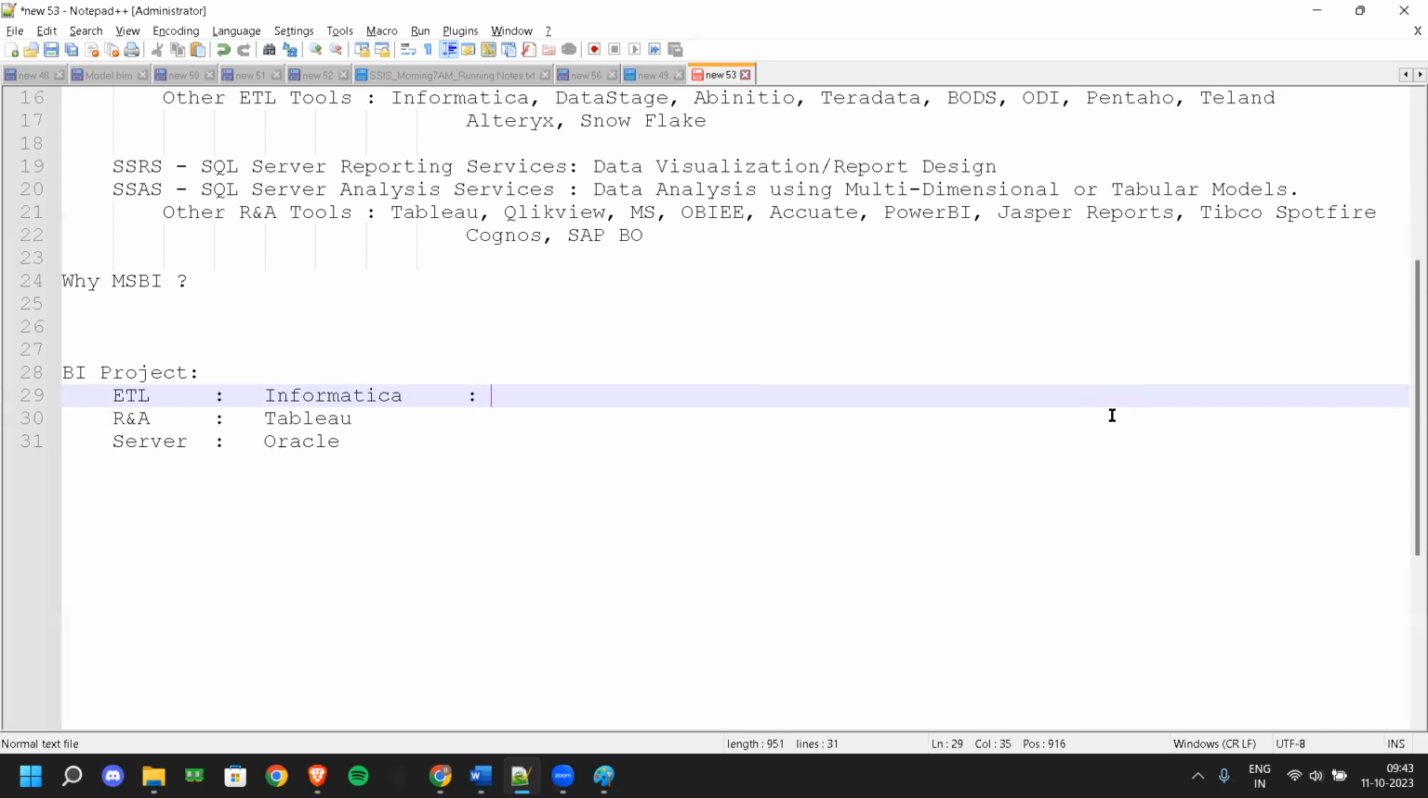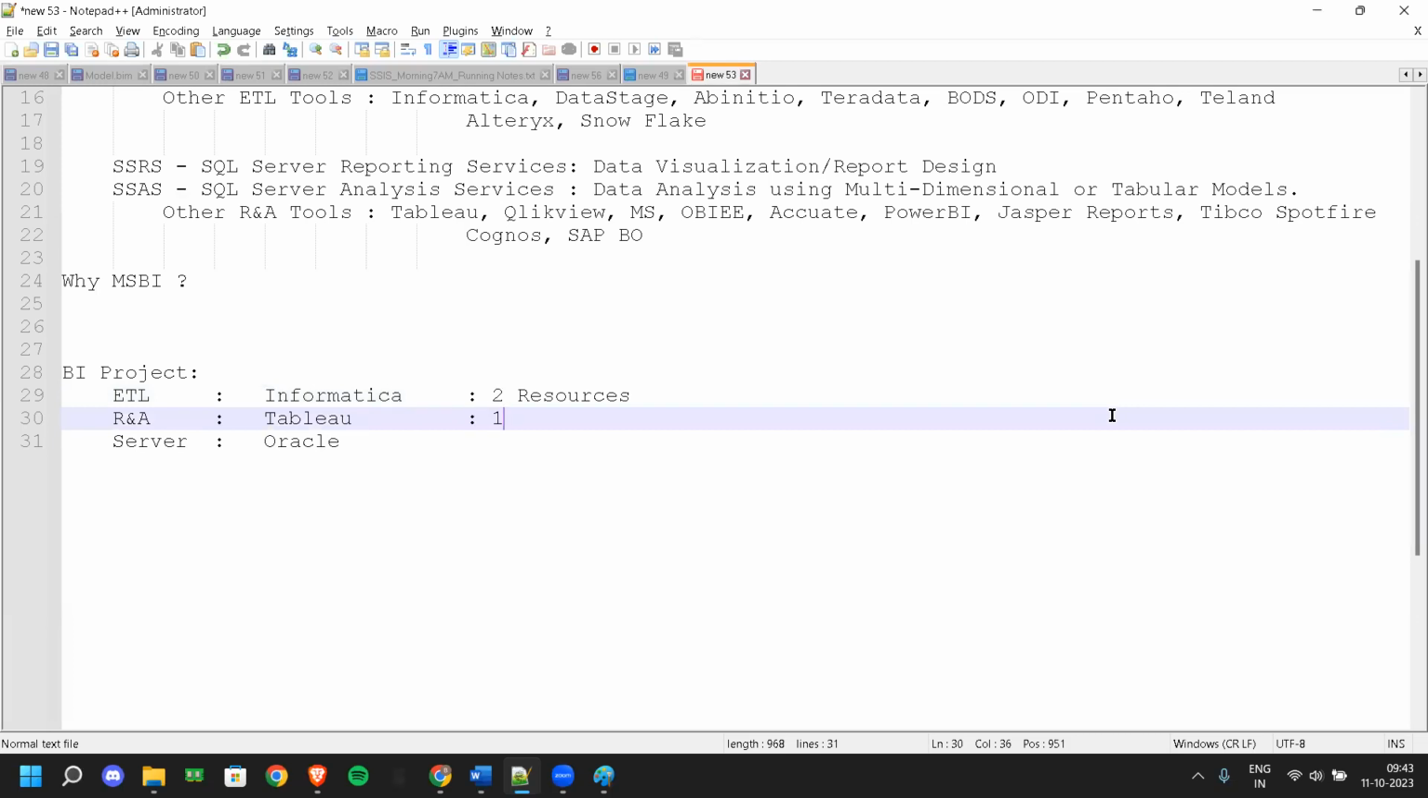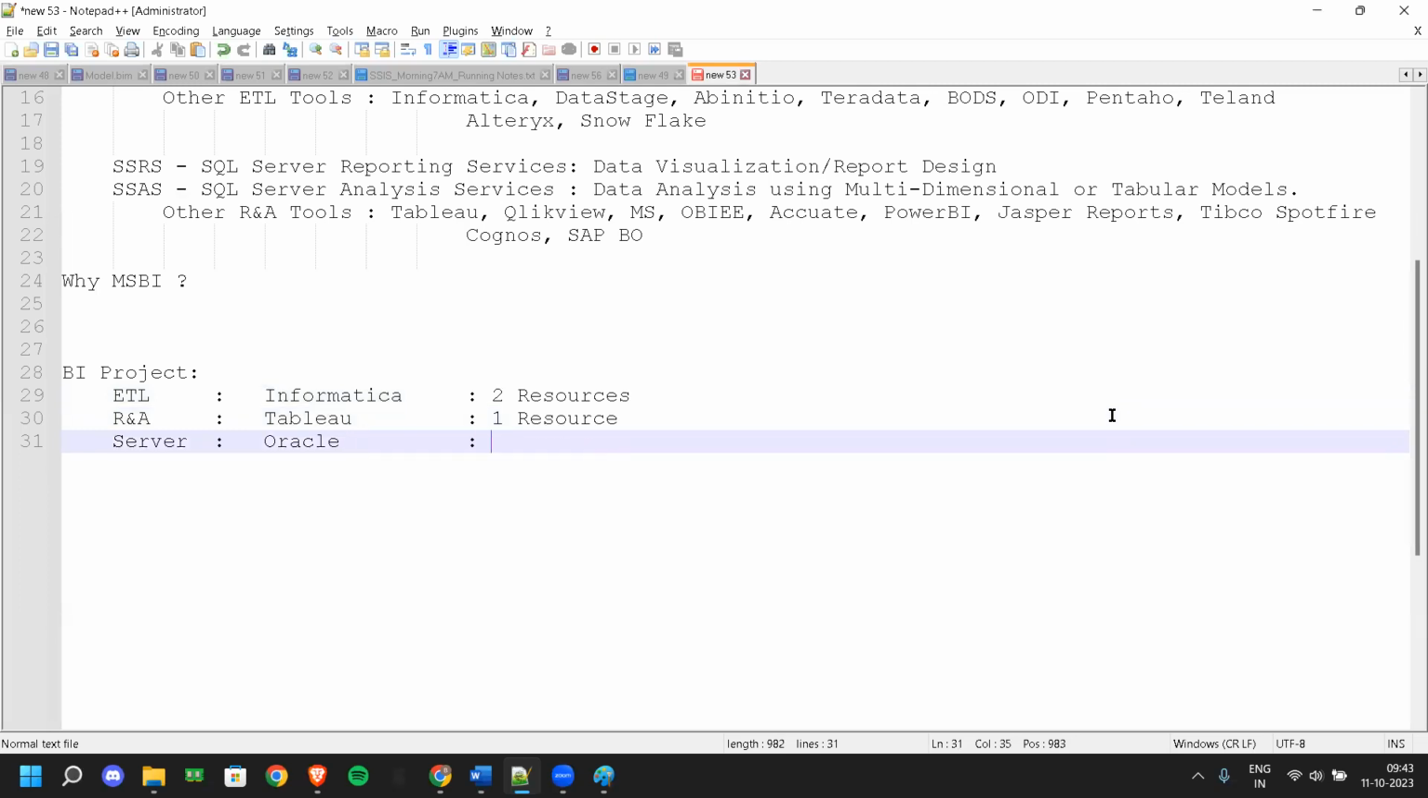Now, sir, infrastructure is ready and tools are ready. Who will operate them? You need the resources. Two resources for Informatica, one resource for Tableau, and one Oracle DBA, database administrator. Sir, my bank balance is zero now, because you have to purchase everything, including infrastructure, tools and resources as well.